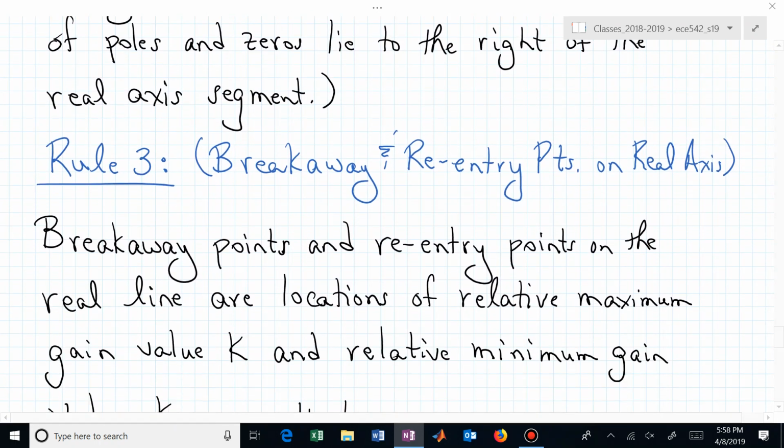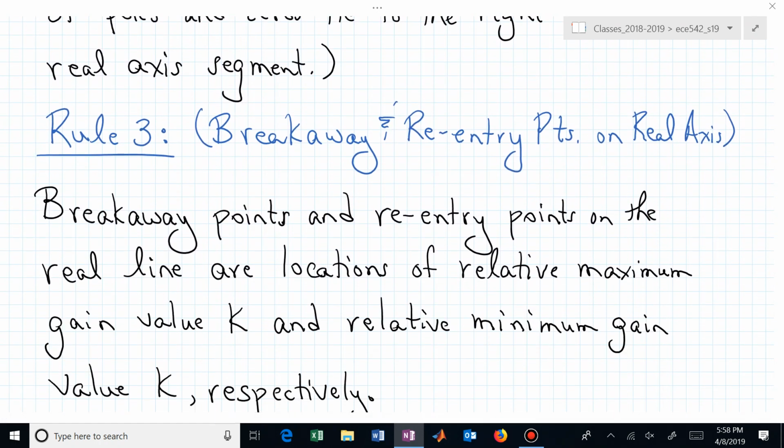Rule number 3, breakaway and reentry points. Breakaway points and reentry points, we've really only talked about the case where we have either 2 real poles or 2 real poles and a 0. And we could have 2 real poles and a 0, and if that 0 is not lying to the left of those 2 real poles, then we may not have a breakaway. Sometimes rule 3 may not even exist.